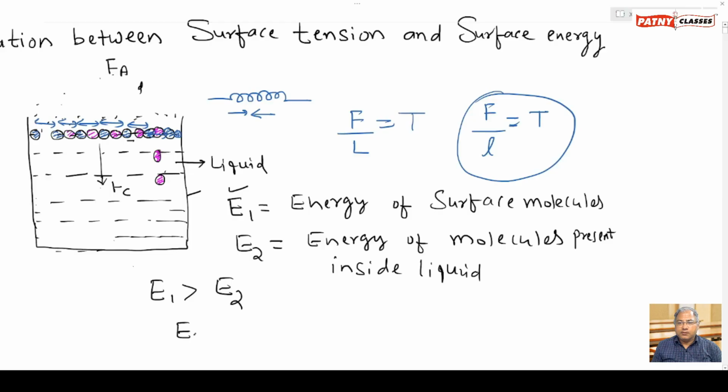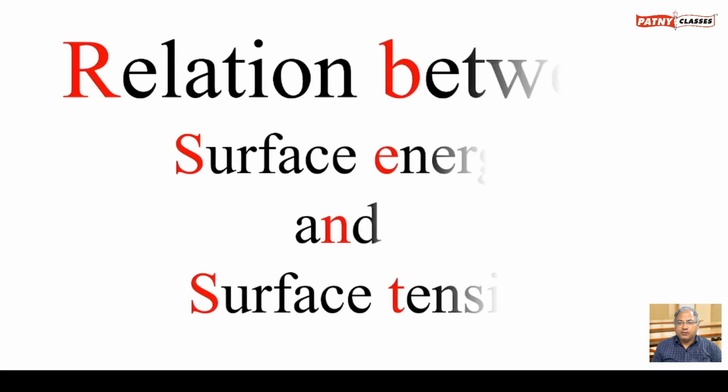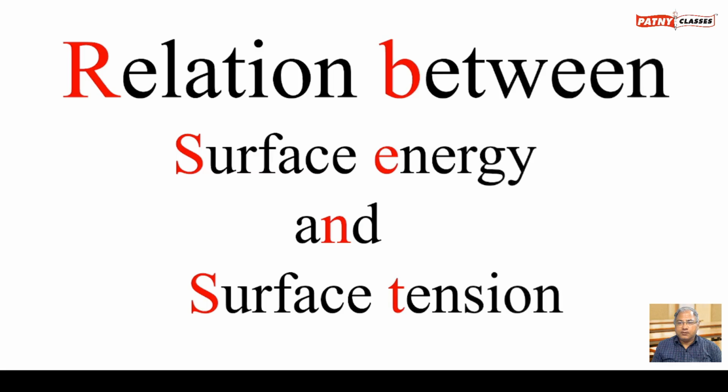Now there is this difference, E1 minus E2, which equals delta E, and that difference of energy is nothing but called surface energy. In today's video, we are going to obtain the relation between surface energy and surface tension.